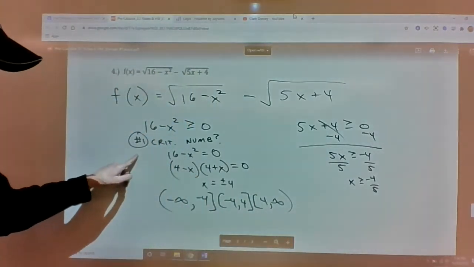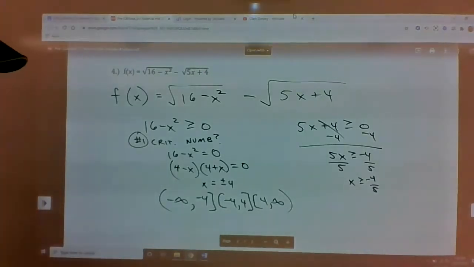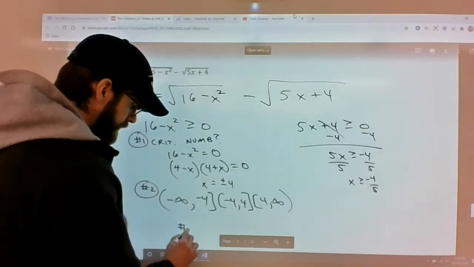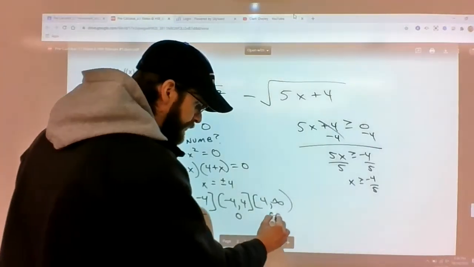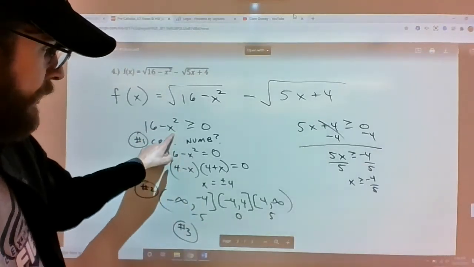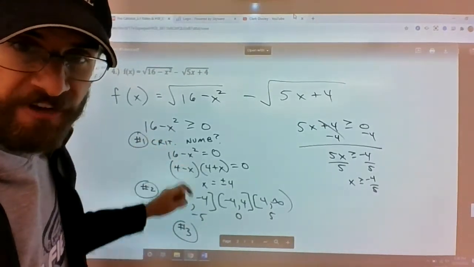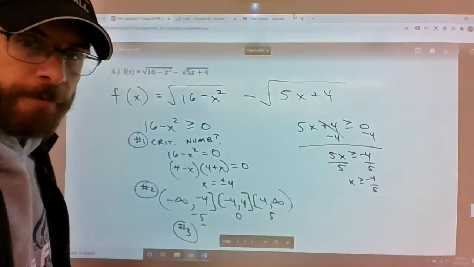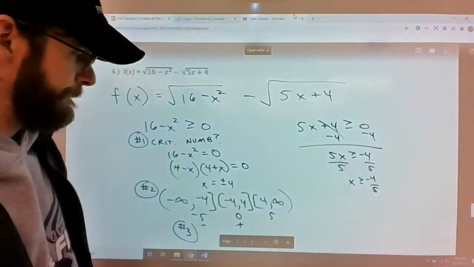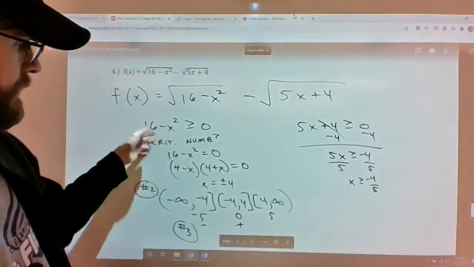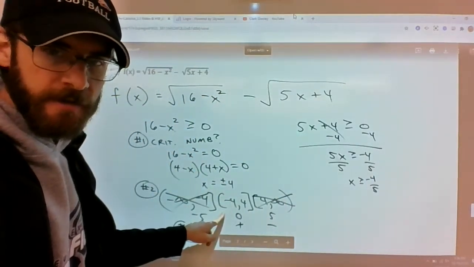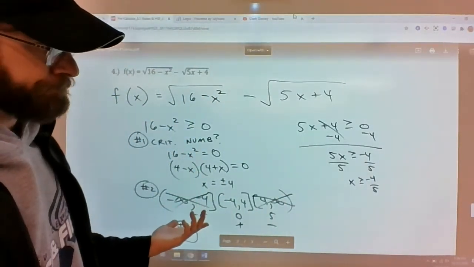So step 1, find your critical numbers. Step 2, make the interval. Step 3, test them. So negative 5, 0, 5 would be spots. So if I plugged it in here, negative 5 squared is 25. 16 minus 25. It's a negative number. You plug in 0, 16 minus 0 squared, that's positive. 5, also negative. So these two don't work. This one does.